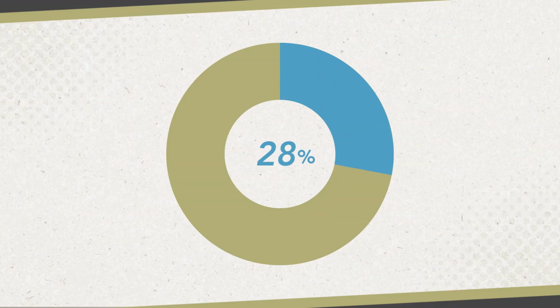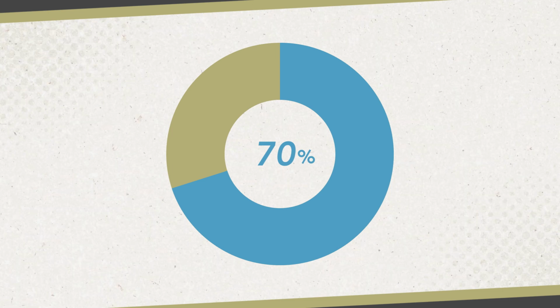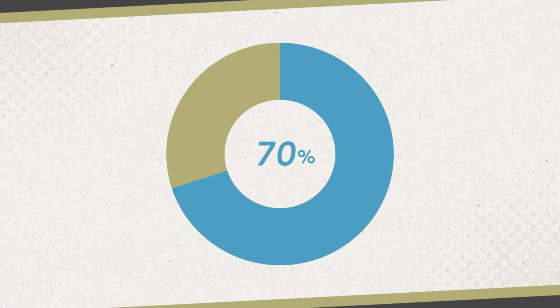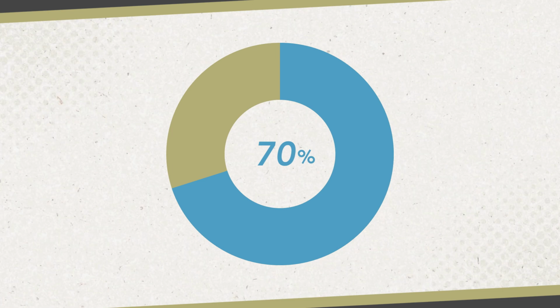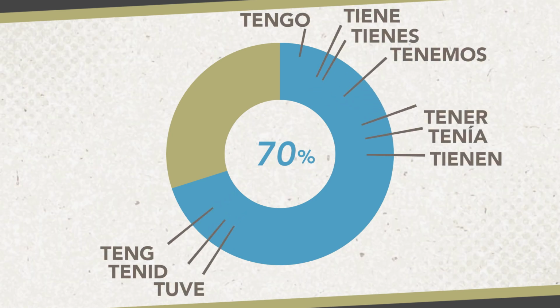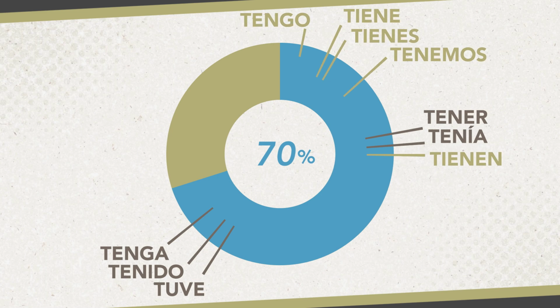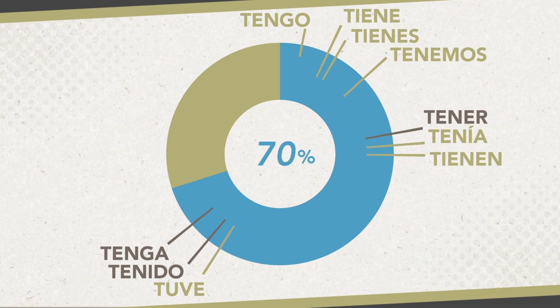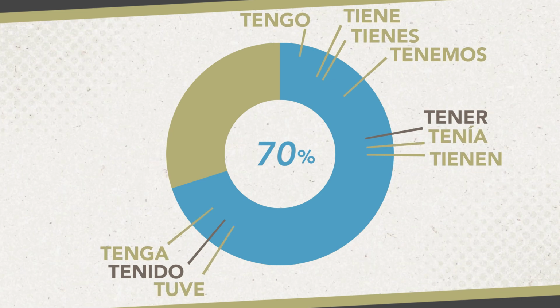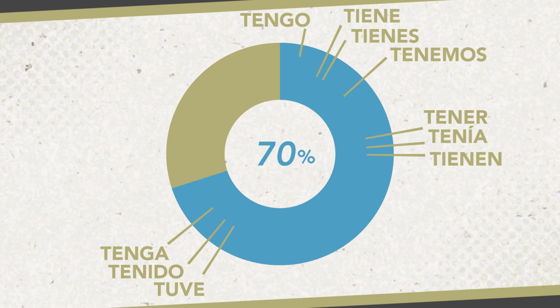Let's start with just a list of the top 10 forms of tener. We chose these forms based on a frequency analysis of Spanish spoken by native Spanish speakers. According to this analysis, there are 600 words that make up over 70% of all words spoken in Spanish. And that list of 600 words includes only 10 forms of tener. These forms include 5 present tense forms, 2 past tense forms, 1 subjunctive form, the infinitive, and the participle. Let's dive in and practice using all of these.